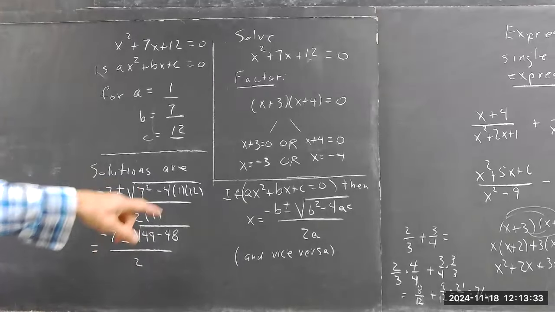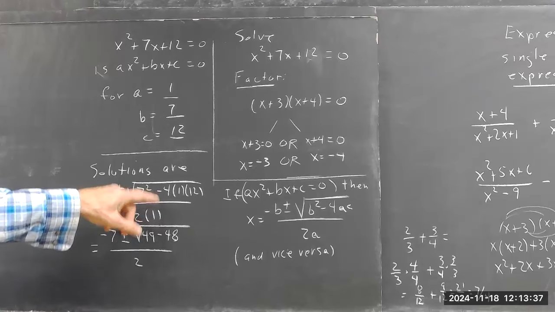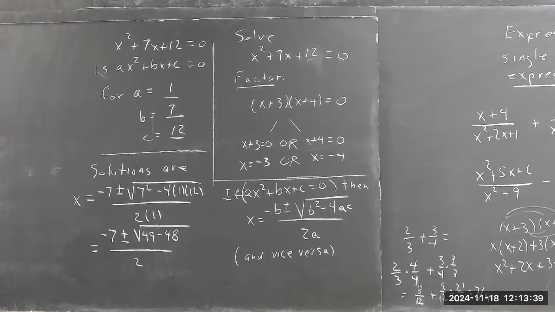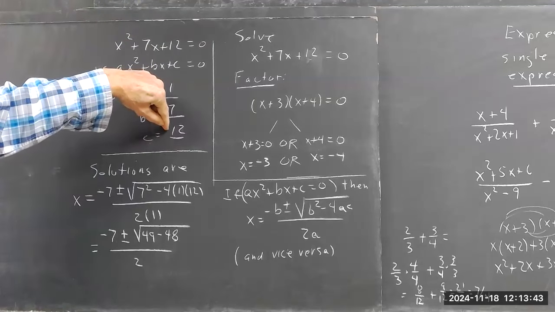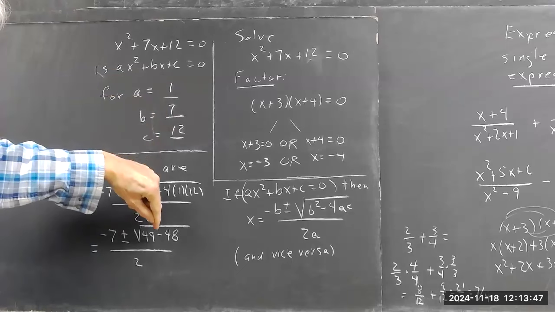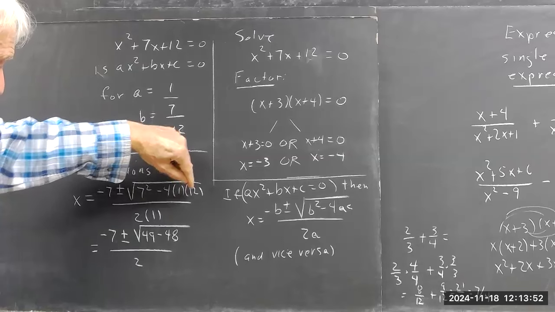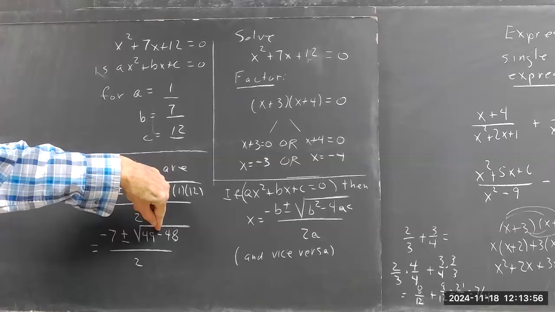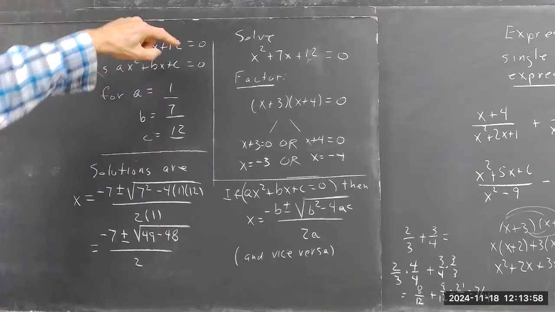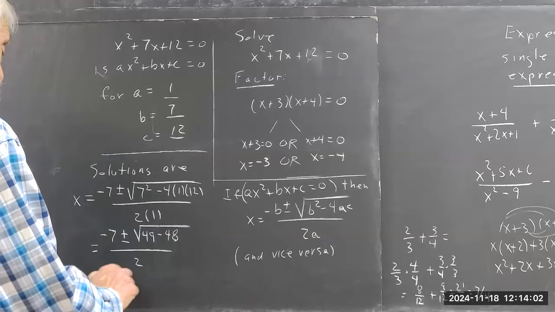7 squared is 49, 4 times 1 is 4, and 4 times 12 is 48, and it's minus. Now, you want to be careful because there could be a minus in this 12, so C could have been a minus 12. If C is minus 12, then you'd have to have minus 4 times 1 times minus 12, which means you'd have to have a plus here. So you got to be real careful about your signs. The first one, I didn't want to give you a negative sign, so nobody had to deal with that. I'm going to give you one here in a minute.